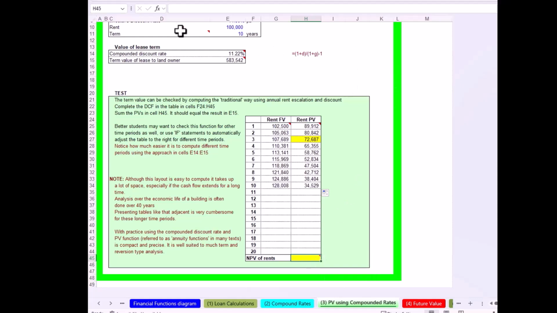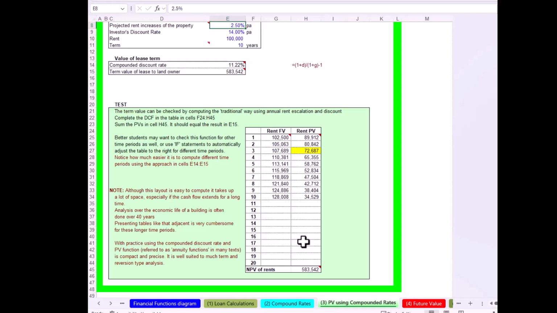To work out the net present value, the total value of the lease, normally I'd use the auto sum function, but since this spreadsheet is locked, I'll have to write it in longhand. Equals sum, open brackets, the correct answer, and you'll notice that the 583,000 is the same as what was calculated previously in one step. Obviously, this approach year by year takes a lot more computing than simply doing it in a single step.